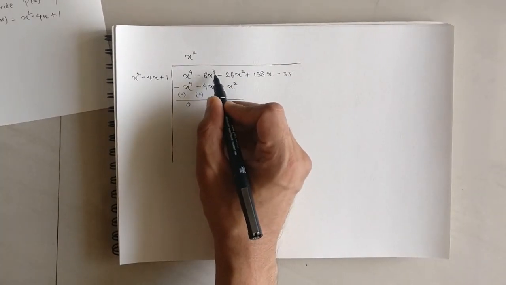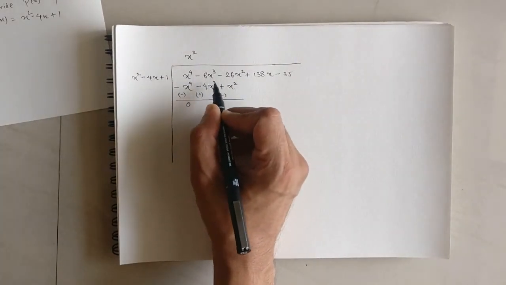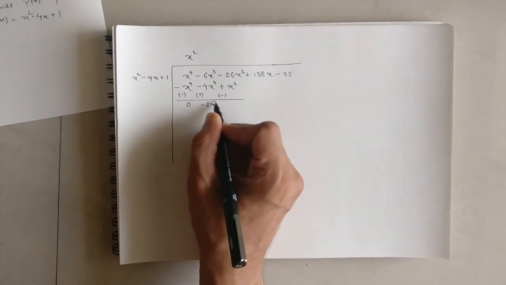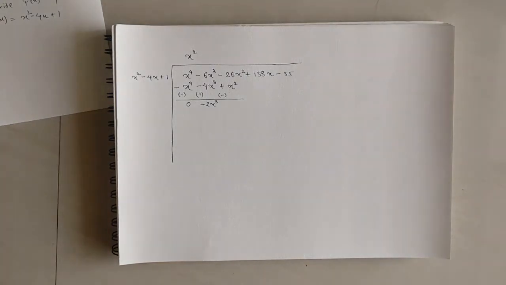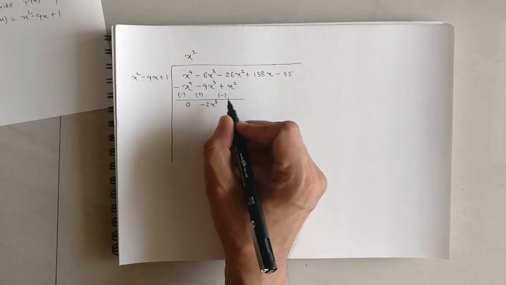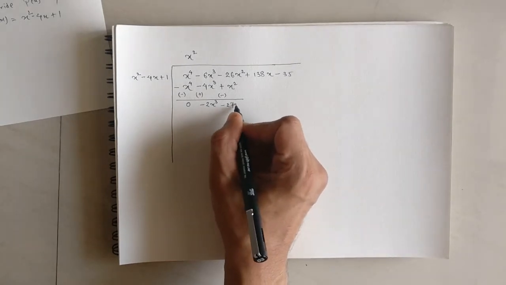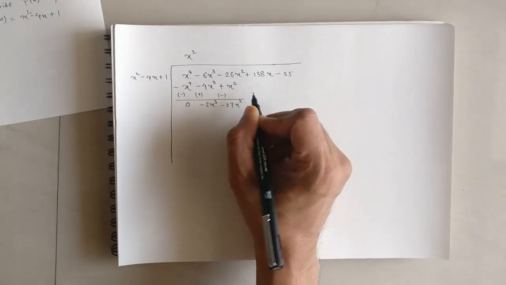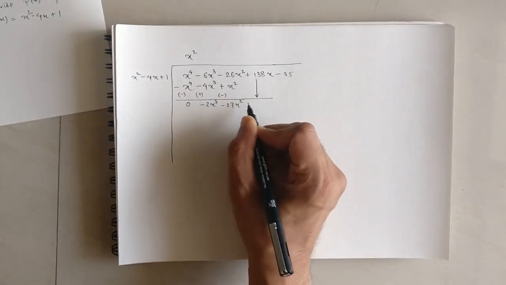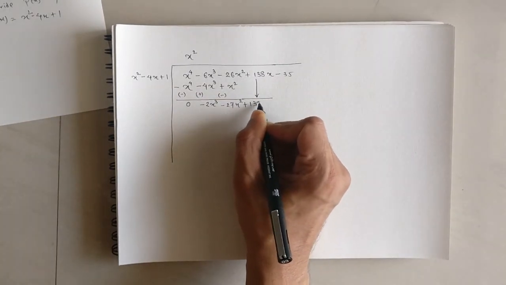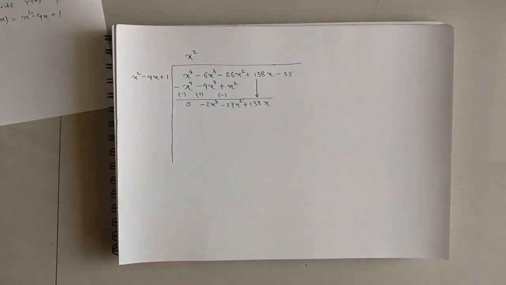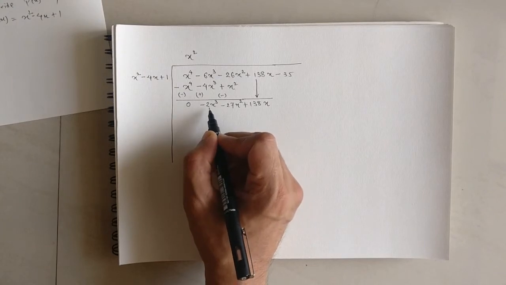Minus 6x cube plus 4x cube is minus 2x cube. Minus 26x square minus x square is minus 27x square. And plus 138x will be brought down. Let us now continue with the long division.